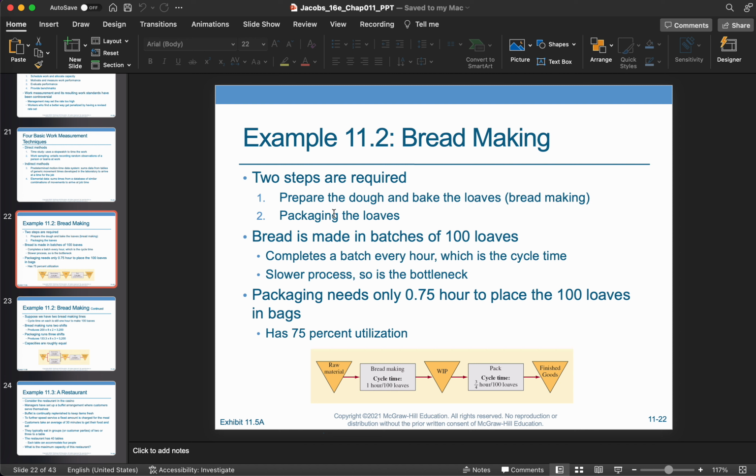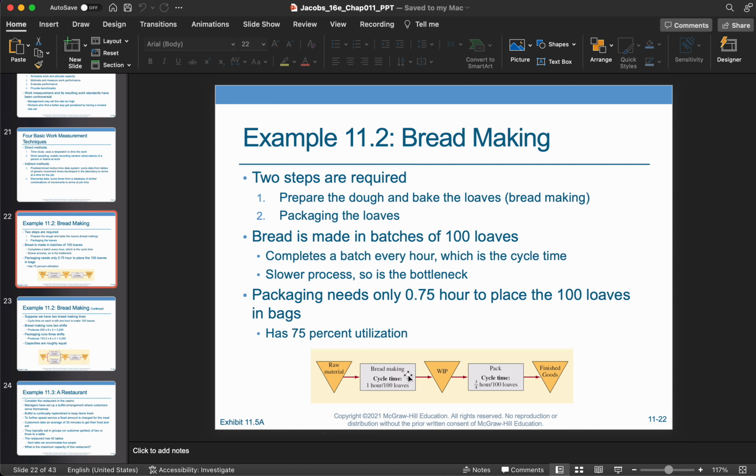So there are two steps involved in making bread. You prepare the dough and you bake the loaves, which is part of bread making, and then you package the loaves and you send them out. Now, in this example, you take the raw material, which is inventory, so that's why it's represented as an inverted triangle.